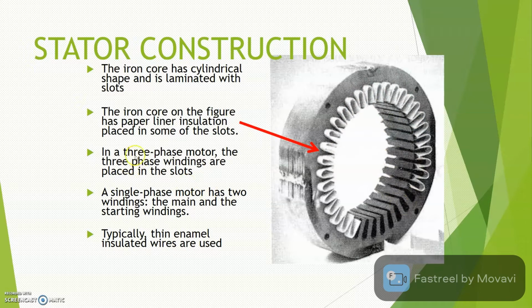For a three-phase motor, usually we place the three-phase winding in the slots. Let's say you want a single phase motor, so it has two windings, meaning the main and the starting winding will be connected in the slots. Typically, thin enamel insulated wire is used to form the stator winding here.